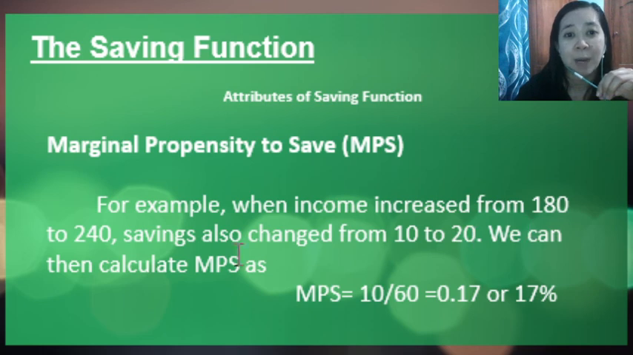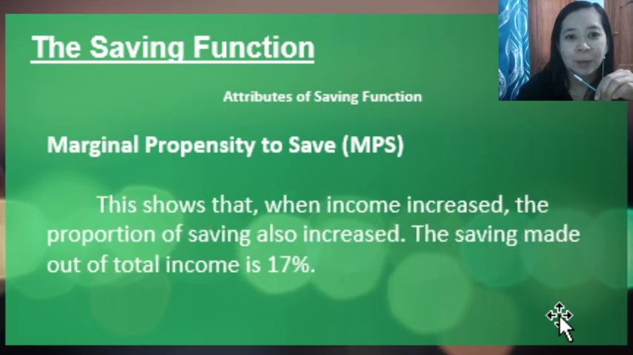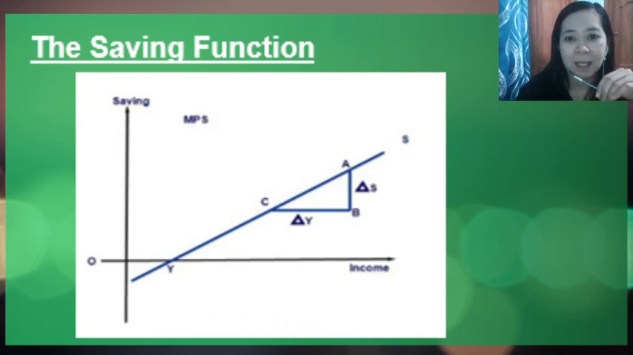When income increased from 180 to 240, the savings theoretically also will change from 10 to 20. So then we can calculate our MPS using the formula. Okay, so change in your savings divided by the change in your income. So that's 17% change. This shows that when the income increased, the proportion of saving also increased. So the savings made out of the total income is 17%. Okay, so this one is depicted in this illustration. So from the change in your income, we will determine the change in your savings. Okay, right here, the point right here. So how many percent is that? Okay, so that's what MPS is providing.